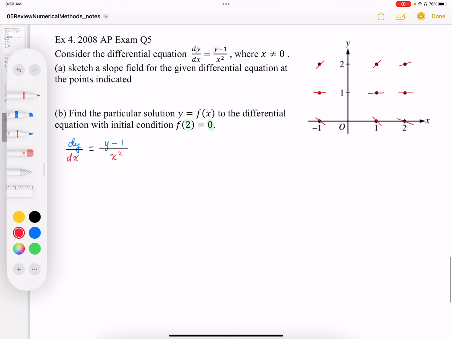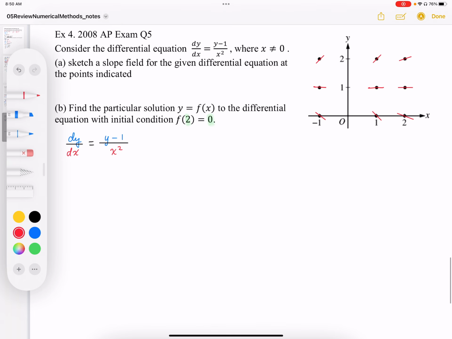Part B says, find the particular solution y equals f of x to the differential equation with initial condition (2, 0). So it's going to pass through this point. The solution we're going to find is the equation that passes through that point. To solve the differential equation, we're going to separate our y's with dy's algebraically and our x's with dx's algebraically. And then we're going to use that initial condition of (2, 0) to solve for the plus c.